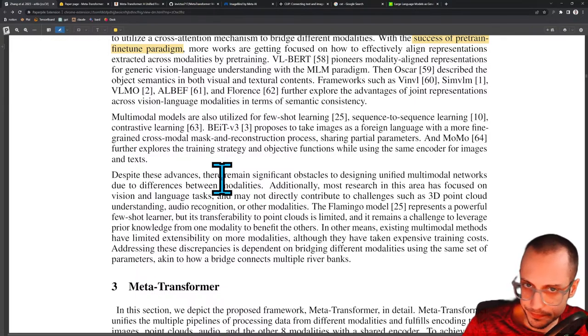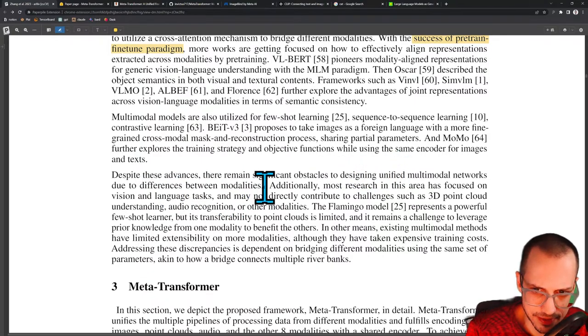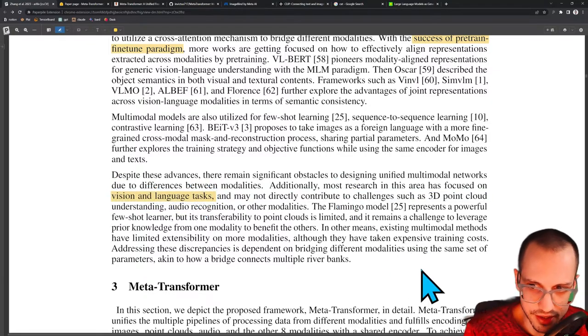Few-shot learning. Despite these advantages, there remain significant obstacles to designing unified multimodal networks due to differences between modalities. Most research in this area has focused on vision and language, and this is also just because vision and language is kind of the most common modality, right? Most of the internet is basically vision and language.